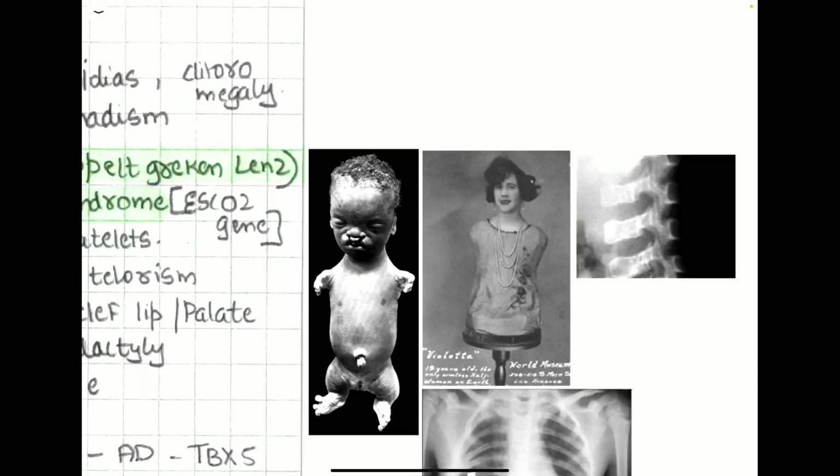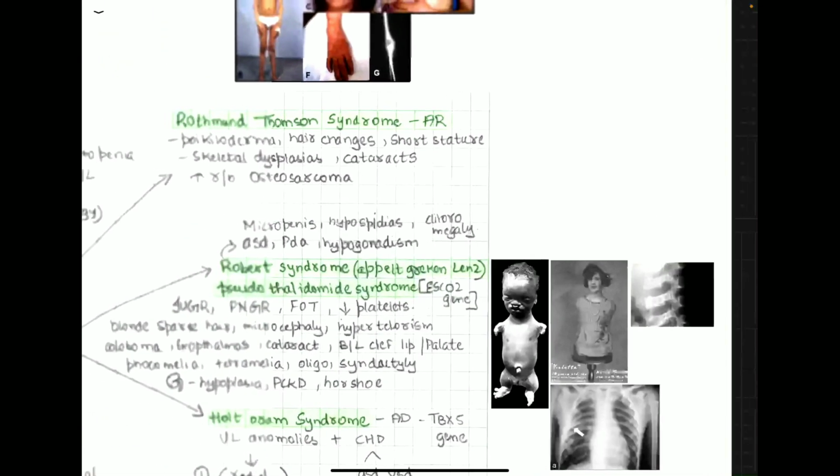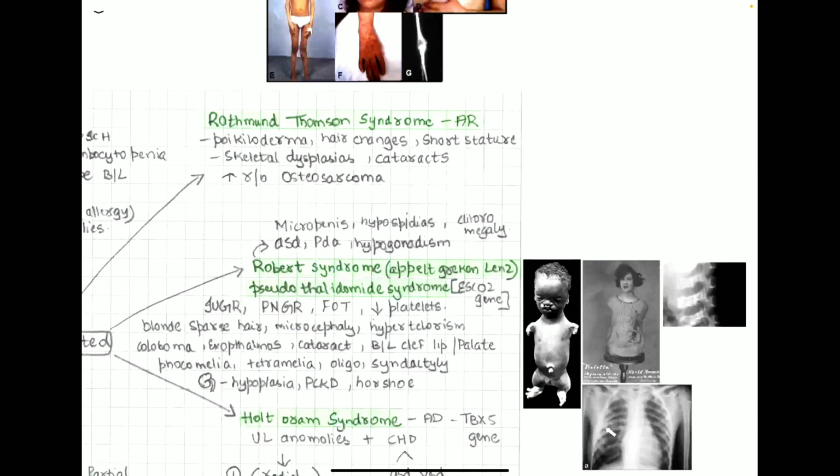Oligodactyly is one of the features, where there are fewer digits, and syndactyly can also be associated, which means fusion of digits. There can be flexion joint contractures. Coming to renal conditions, there can be hypoplasia and dysplasia of the kidney, polycystic kidney disease, and horseshoe kidney. There can be associated cardiac anomalies such as atrial septal defect, patent ductus arteriosus, and they can also manifest with common atrioventricular canal.